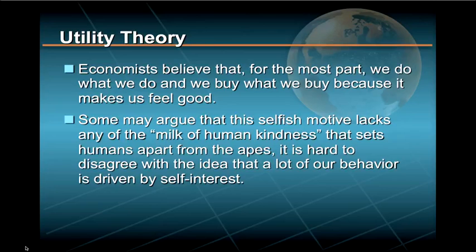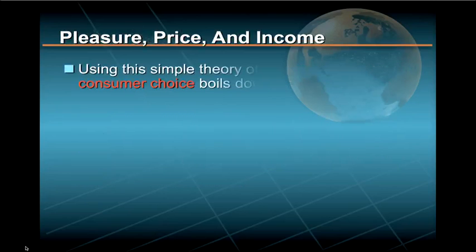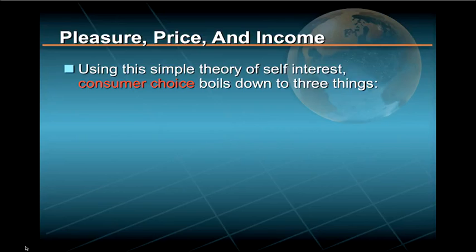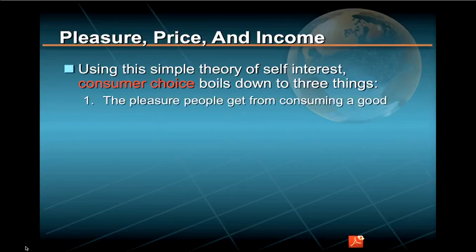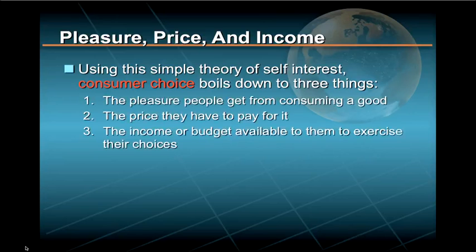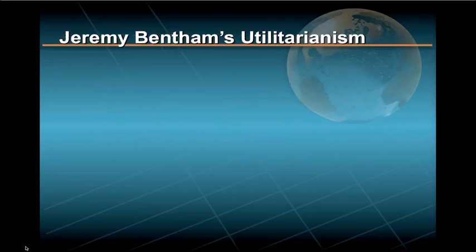And while some may argue that this selfish motive lacks any of the milk of human kindness that sets humans apart from the apes, it is nonetheless hard to disagree with the idea that a lot of our behavior is indeed driven by self-interest. Using this simple method of self-interest, consumer choice boils down to three things: the pleasure people get from consuming a good, the price they have to pay for it, and the income or budget available to them to exercise their choices. So how do you measure pleasure?